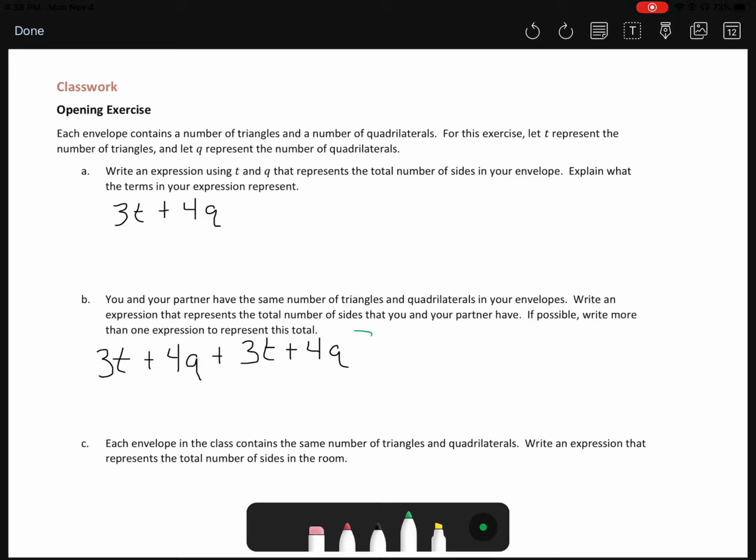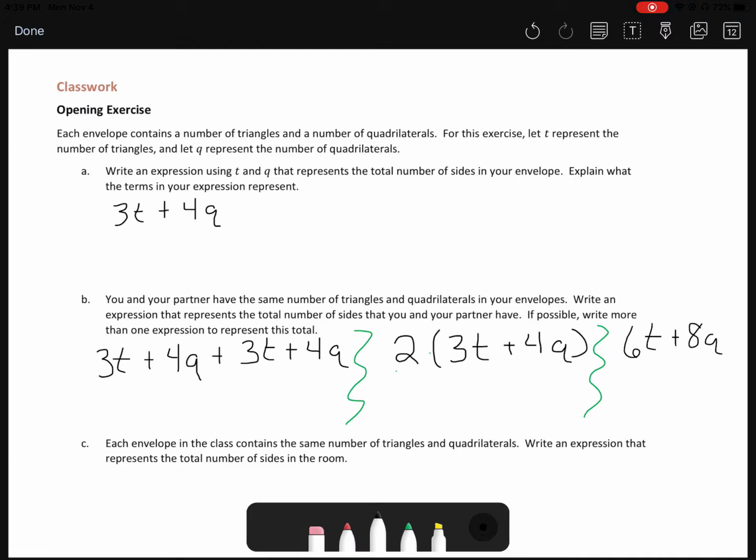I can also simplify this as 2 groups of 3T plus 4Q. And we know that would be said as 2 groups of the same thing. And I can write it one more way. I can also write that as 6T plus 8Q. So those are 3 different ways that I can write that one expression that would tell me the number of sides on all of my shapes inside my envelope.